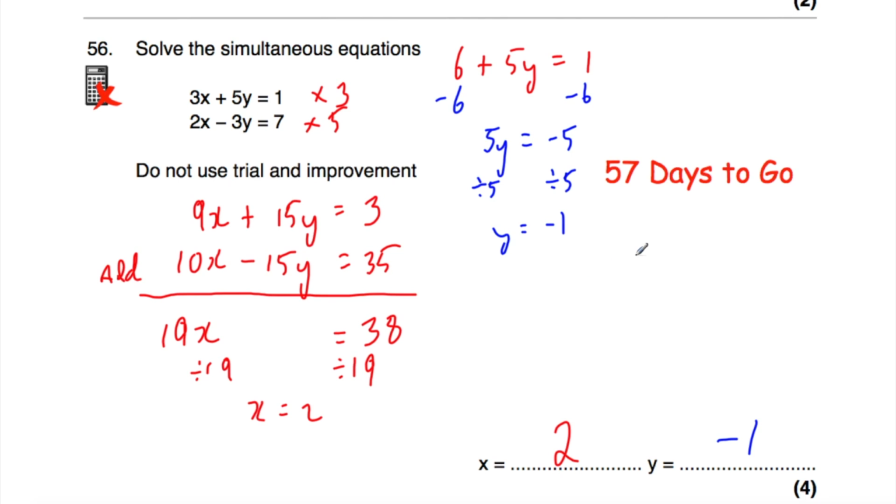2 times x, 2 times 2 is 4, and then we've got take away 3 times y, 3 times minus 1 would be minus 3, and 4 minus minus 3 is equal to 7, and that's what it should equal, so that's correct, and that's it, we've got it right. Okay, let's look at our next question, question number 57.